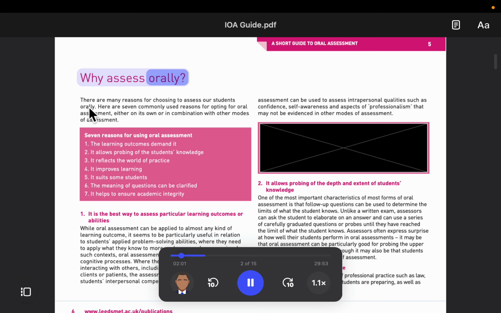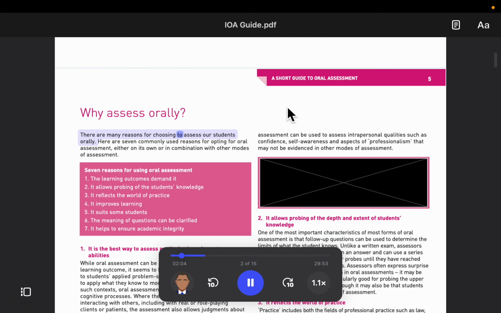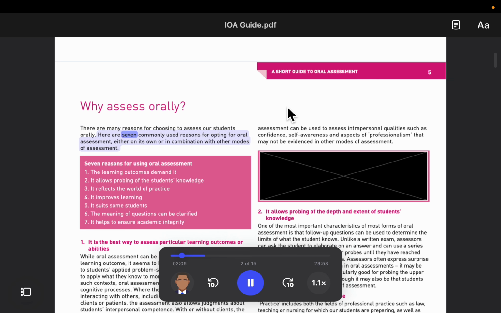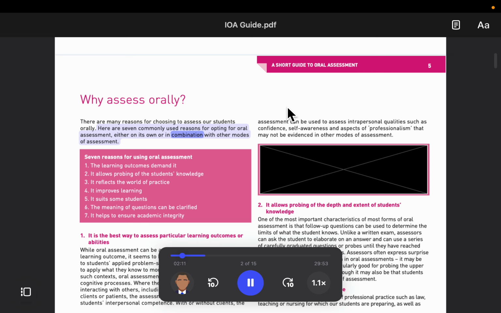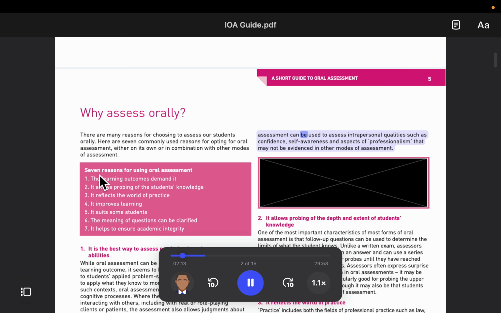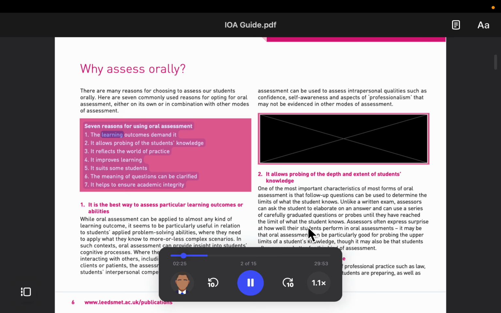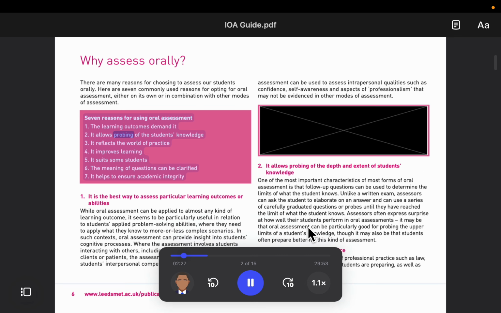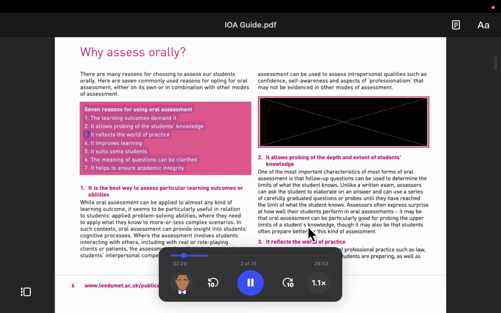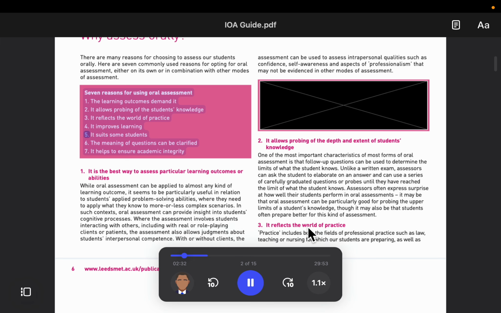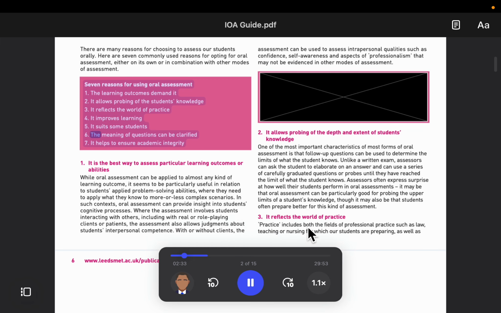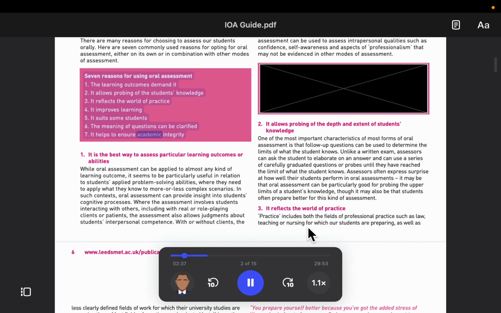Why assess orally? There are many reasons for choosing to assess our students orally. Here are 7 commonly used reasons for opting for oral assessment, either on its own or in combination with other modes of assessment. 7 reasons for using oral assessment. 1, the learning outcomes demanded. 2, it allows probing of the student's knowledge. 3, it reflects the world of practice. 4, it improves learning. 5, it suits some students. 6, the meaning of questions can be clarified. 7, it helps to ensure academic integrity.